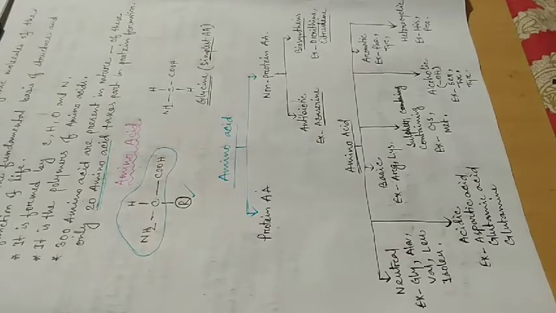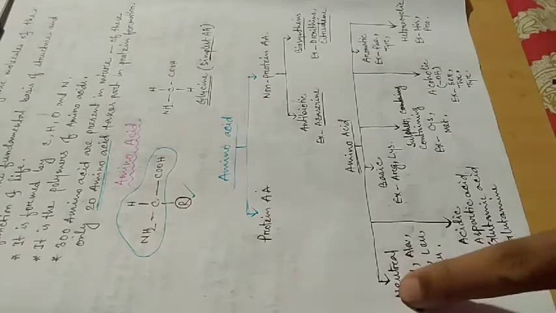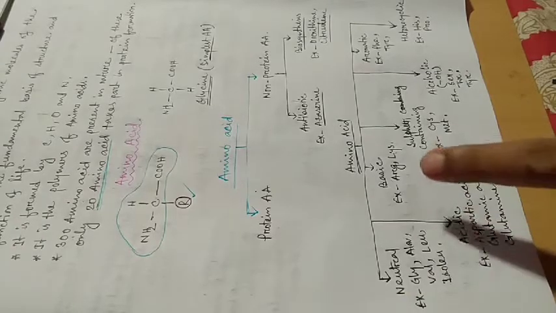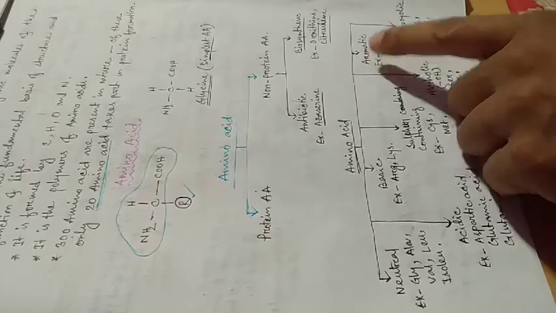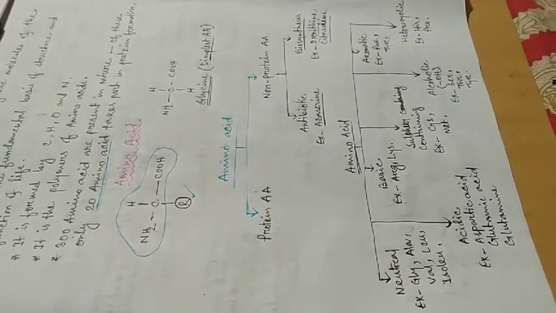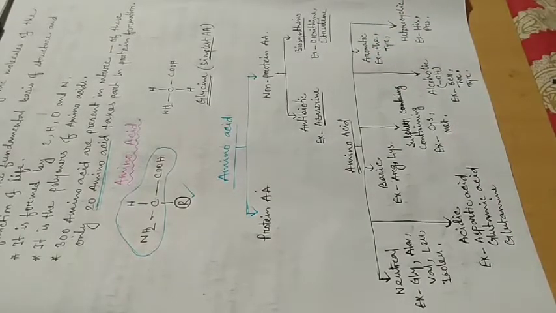Depending on the structure, we can classify the amino acids into 7 groups: neutral amino acid, acidic amino acid, basic amino acid, sulfur containing amino acid, alcoholic amino acid, aromatic amino acid, and heterocyclic amino acid.